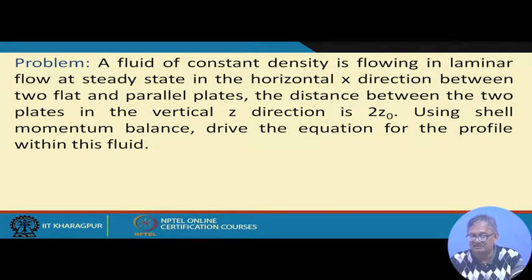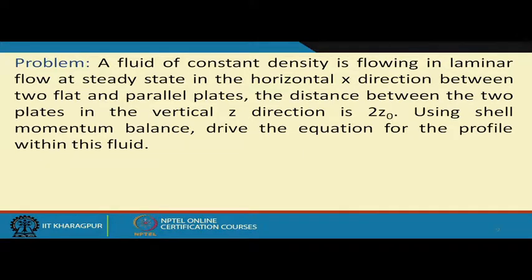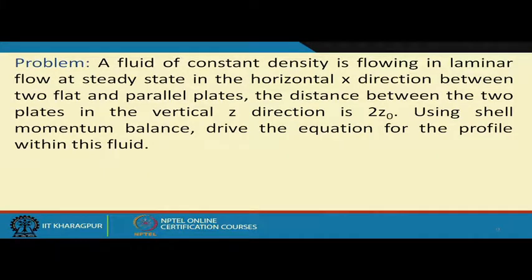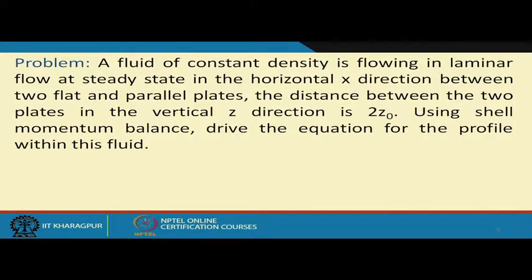So, that means a fluid of constant density is flowing in laminar flow at steady state in the horizontal x direction. So, if we have the plates like this, two plates, one over the other, the fluid is flowing within this, and we have to find out the profile, right, derive the equation for the profile within this fluid. This we have to get.